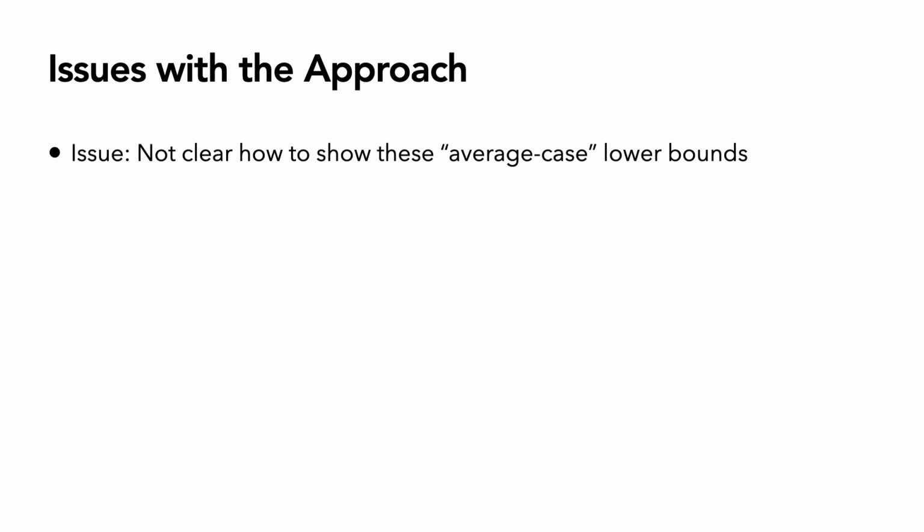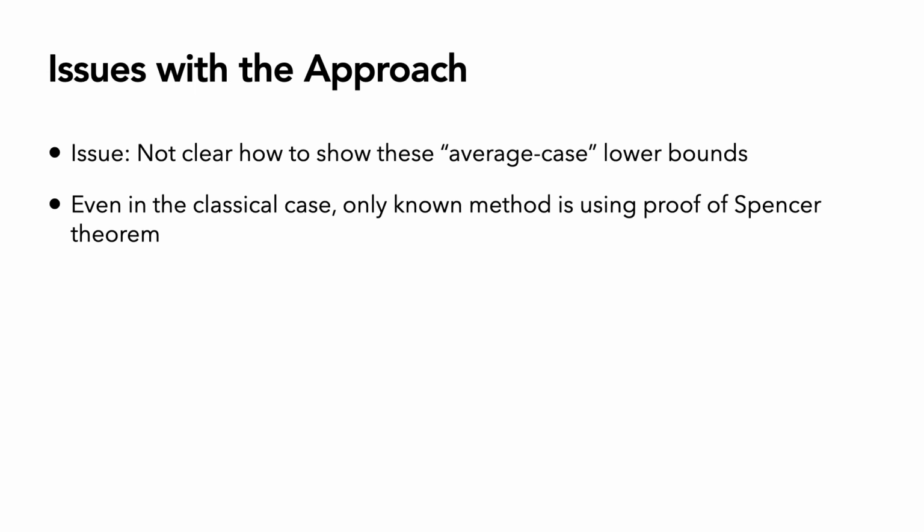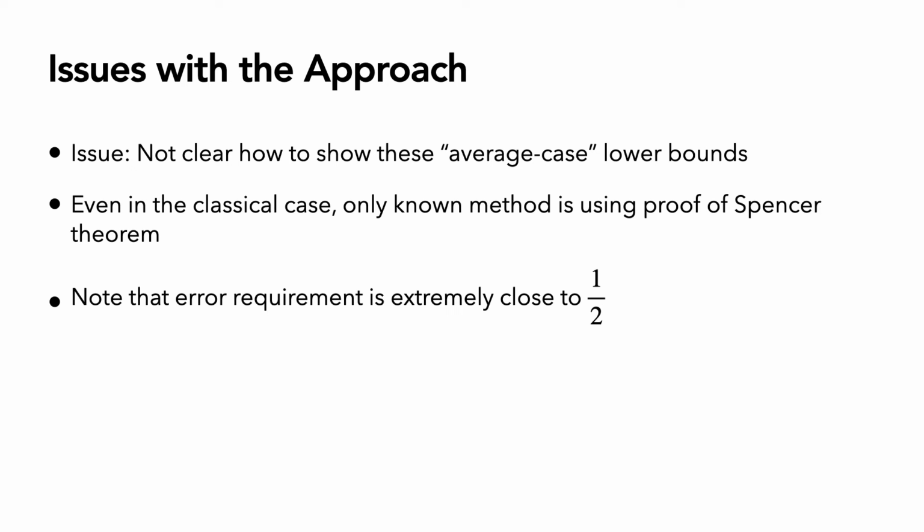This is all great, but there are some issues. It turns out that it's not clear how to show these average case lower bounds. In fact, even in the classical case, the only way we know how to show these is by essentially proving Spencer's theorem. One of the main difficulties is that the error is extremely close to a half. We'll come up with a connection that's easier to work with by relaxing the notion of a coloring.